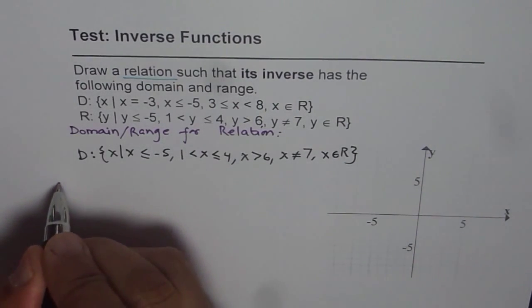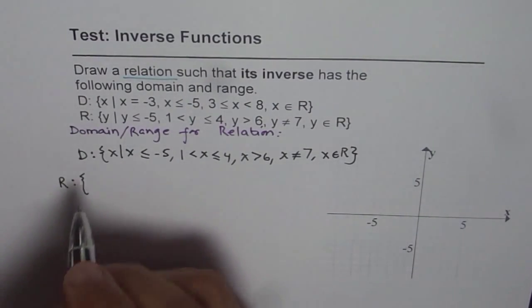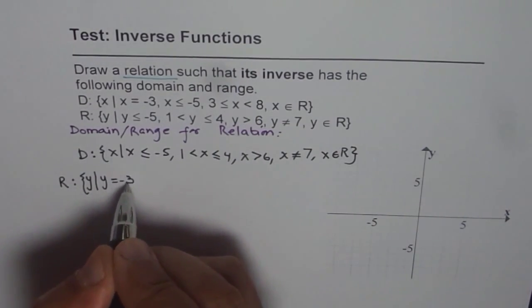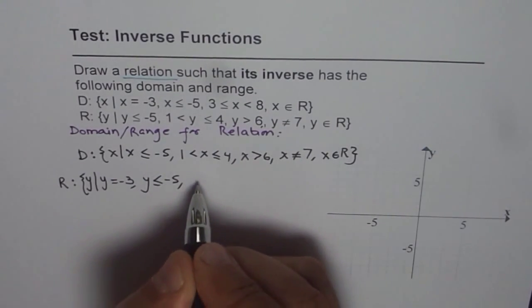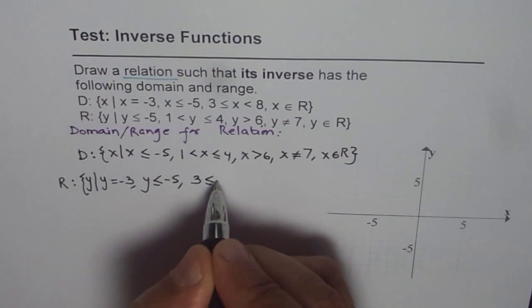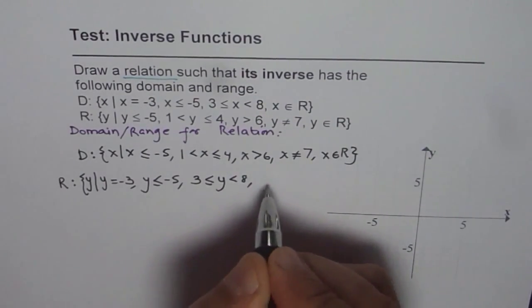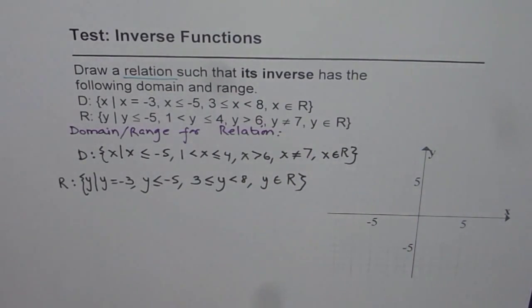And what is the range? Let me write range here. So this becomes the range for the function. So it becomes y such that y is equal to -3, y is less than or equal to -5, and then we write 3 less than or equal to y is less than 8, okay, and y belongs to real numbers. So that becomes the range for us, right? So this is the first step, and I hope if you have read the question properly, you got it right.